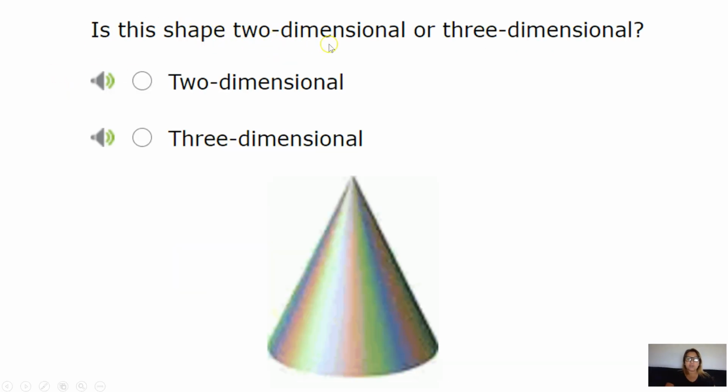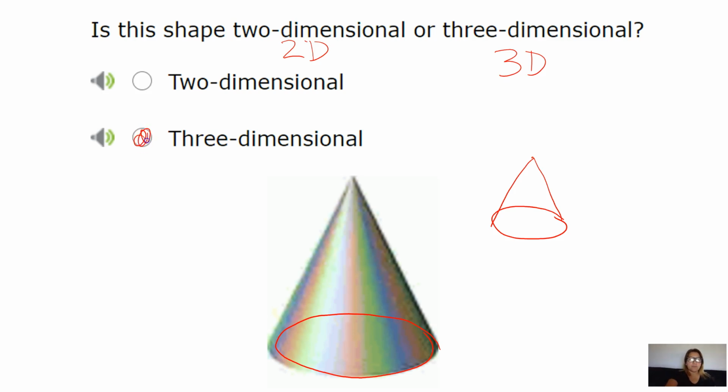Is this shape two-dimensional or three-dimensional? Remember, two-dimensional is also referred to as 2D, and three-dimensional is also referred to as 3D. So if we look at this shape, boys and girls, this shape resembles a cone. And we've learned that a cone stands on its own because this bottom piece here is actually a flat surface where it can stand upright, which is basically the same thing as this object here. If I draw the base of it or the face, therefore it is a three-dimensional shape.